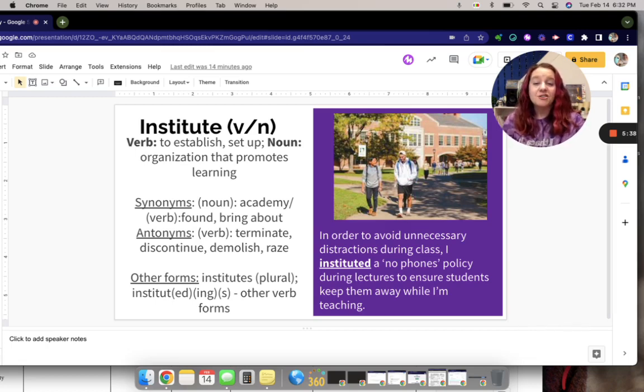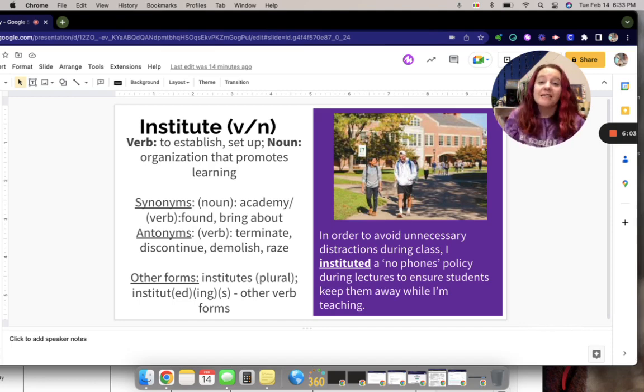Your other forms, institutes is the plural noun form. Just pop a little S on the end of that word. And then for the verb form, you have your other verb forms of the word, instituted, instituting, and institutes. Our picture is from the noun form, an organization that promotes learning. That is actually the college that I went to. It's a picture outside of the library. So McDaniel College is an institute.